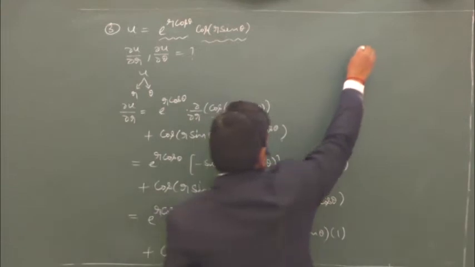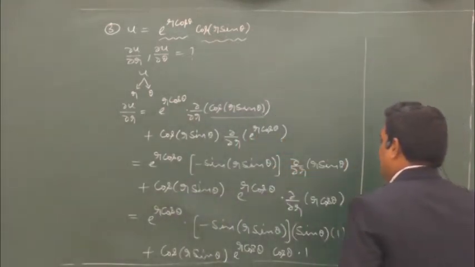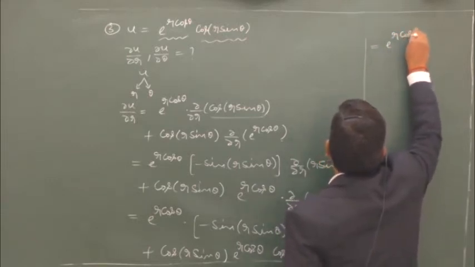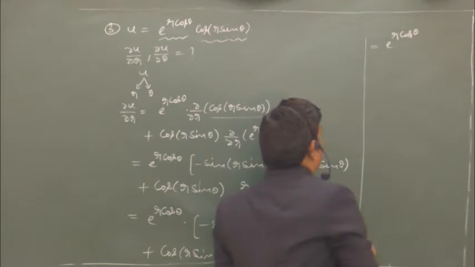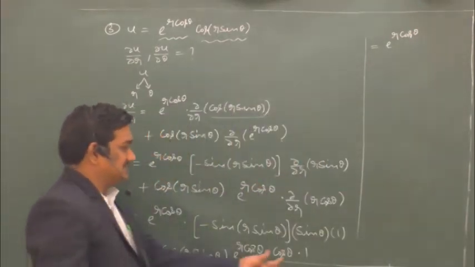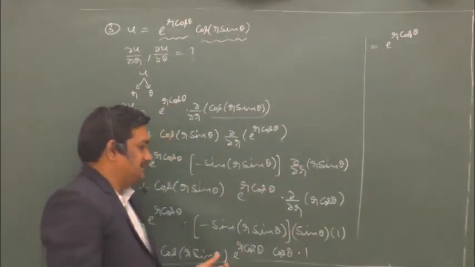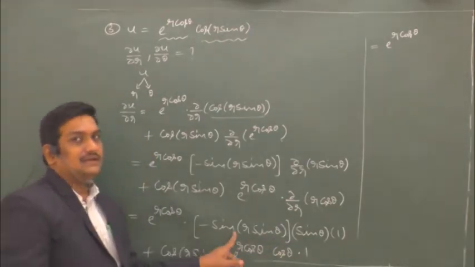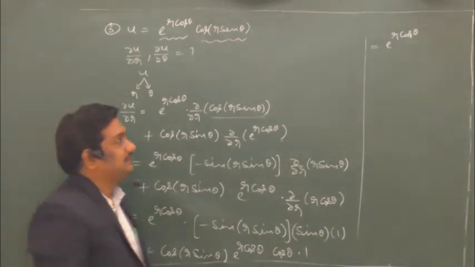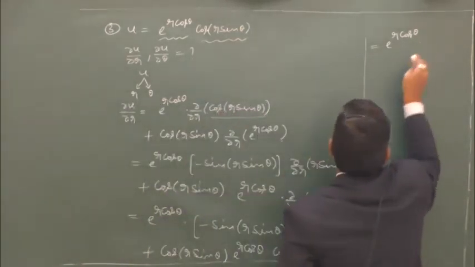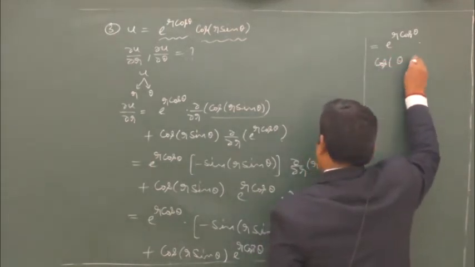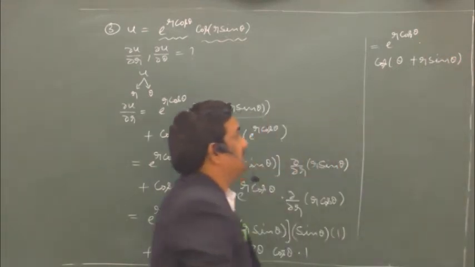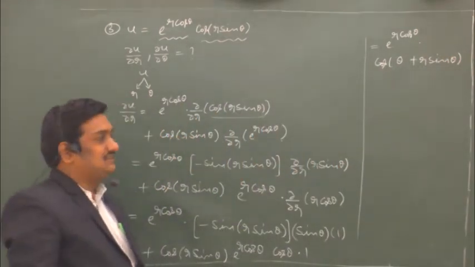Now you can take e power r cos theta common. So the remaining is of the form cos A cos B minus sin A sin B. It can be written as cos of A plus B. So e power r cos theta into cos of theta plus r sin theta is the value of dou u by dou r.